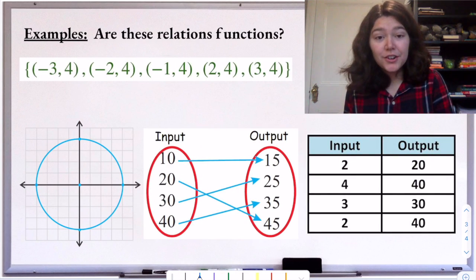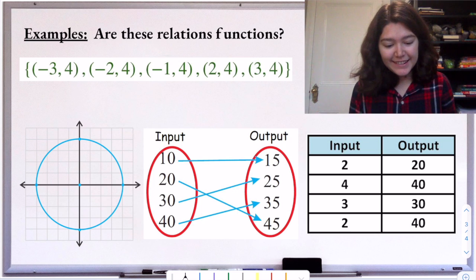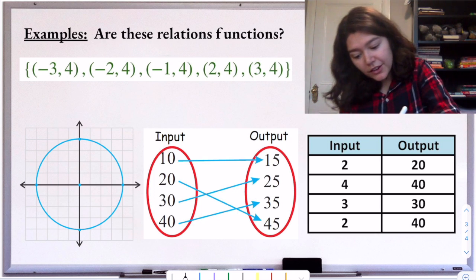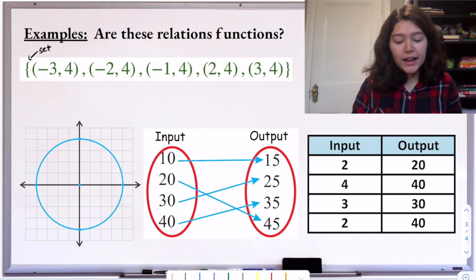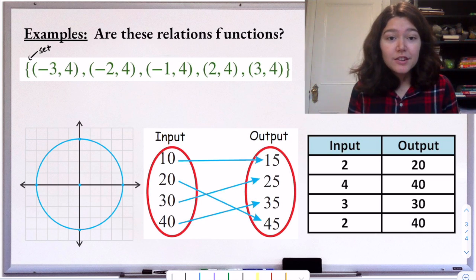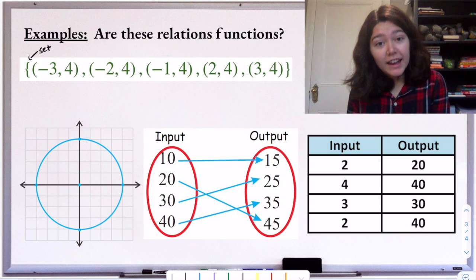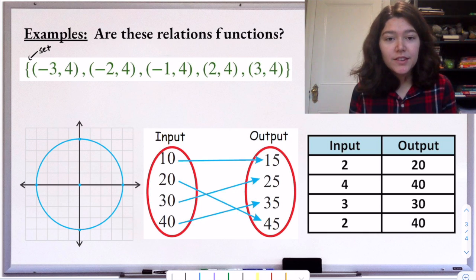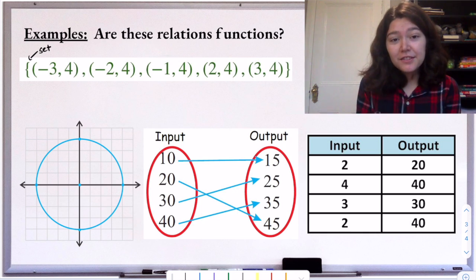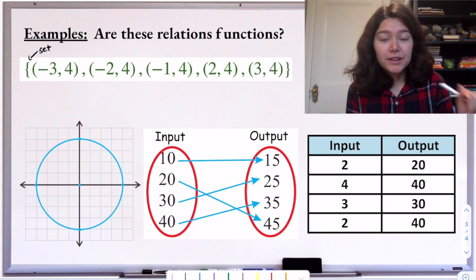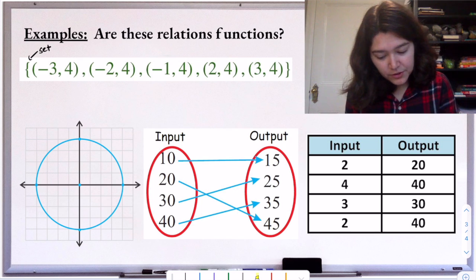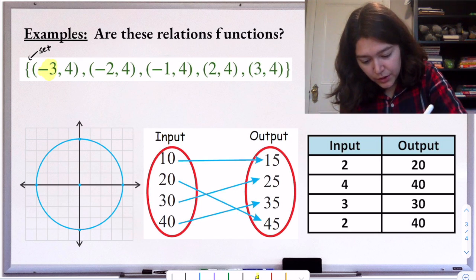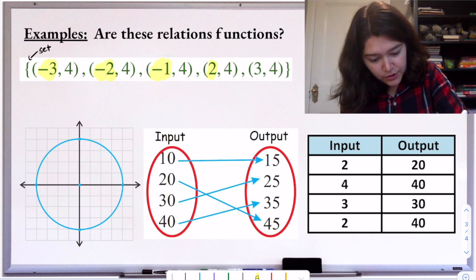The top one is a version we haven't seen so far. This is just listing out the coordinate points in what is called set notation, when we put the little squiggly brackets. In these situations, we want to compare the x values, the inputs, and the y values, and see is there any x value input that corresponds with 2 different outputs, y values. So in this situation, I have negative 3, 4, negative 2, 4, negative 1, 4, 2, 4, and 3, 4.